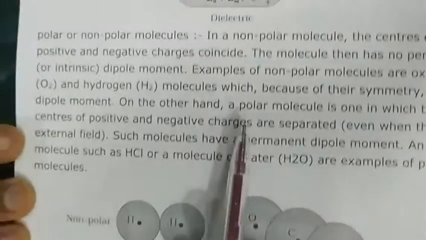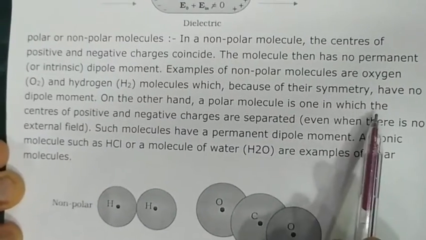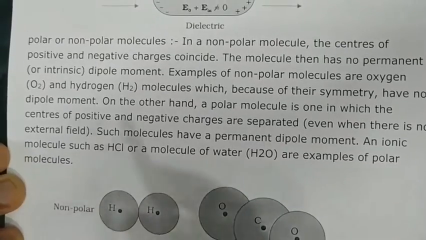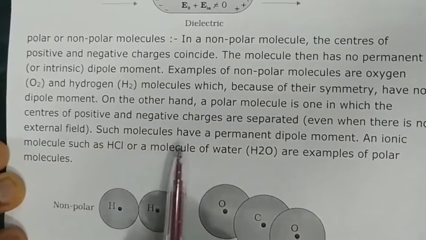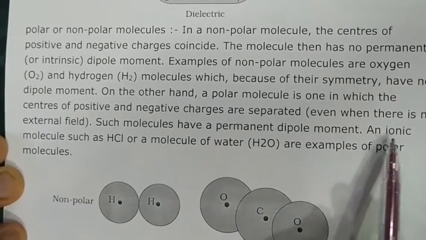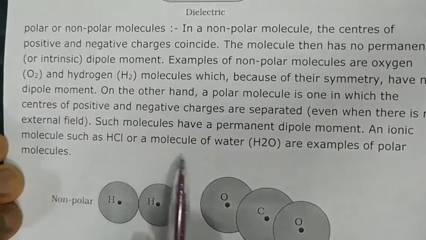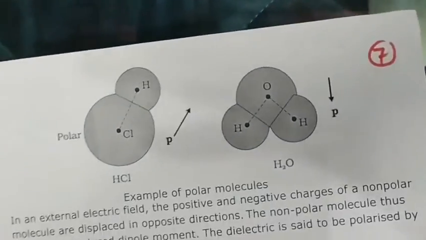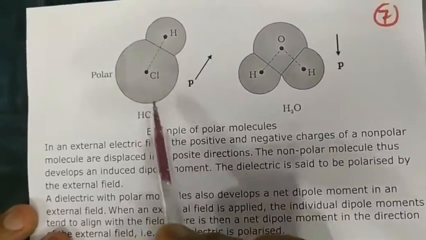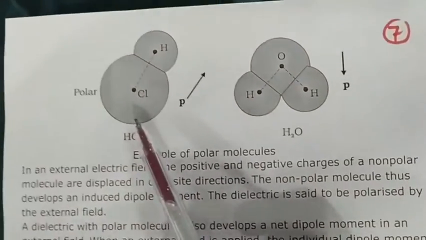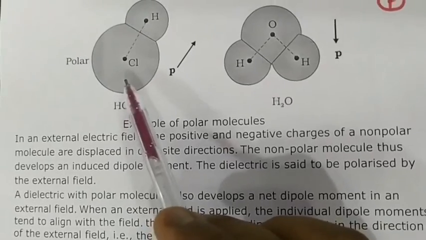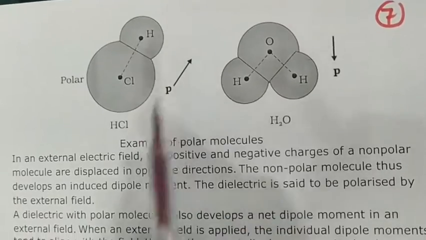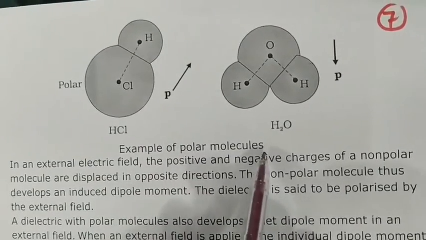On the other hand, a polar molecule is one in which the centers of positive and negative charges are separated, centered at two different locations. Such molecules have a permanent dipole moment, and ionic molecules such as HCl or the molecule of water are examples of polar molecules. We can see from the diagram, HCl and H2O, where the center of positive charge and the center of negative charge are at two different locations. So these are two examples of polar molecules.